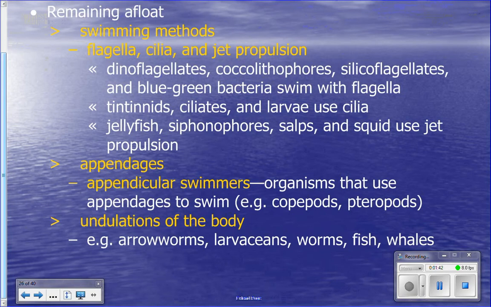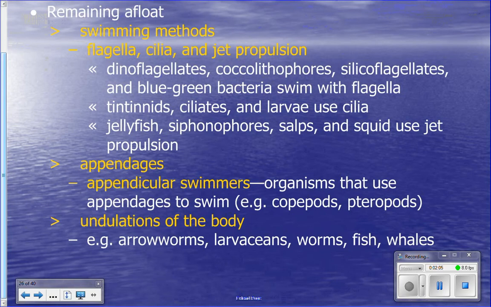One of the other methods of swimming that can occur is an appendicular swimmer. So basically some of these are little animals that have little arms and legs that they can use to swim around in the water, like little copepods. They'll take their little legs and they can beat those little legs and swim up towards the surface or swim around in the water. So they can be an appendicular swimmer.